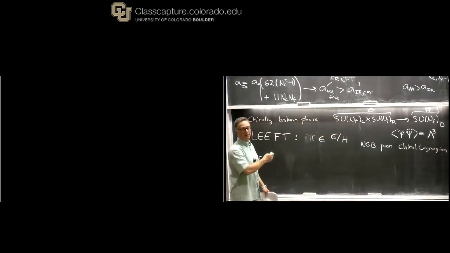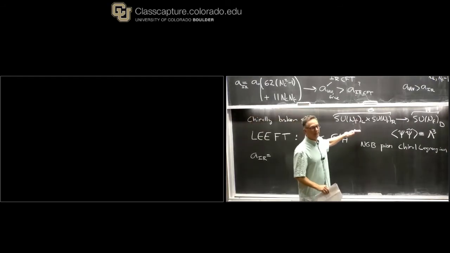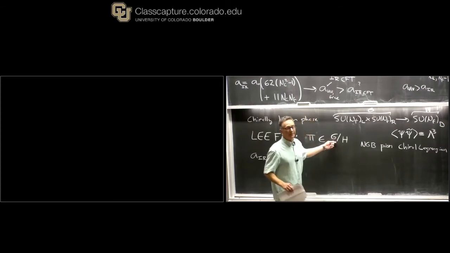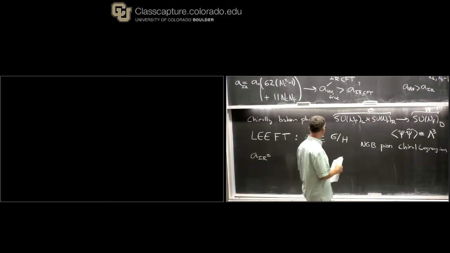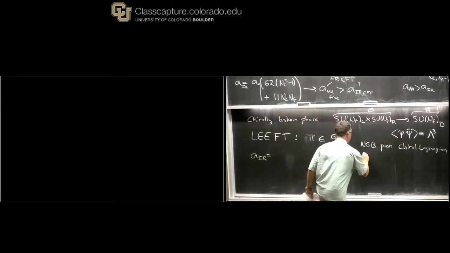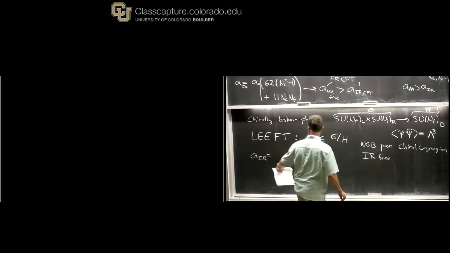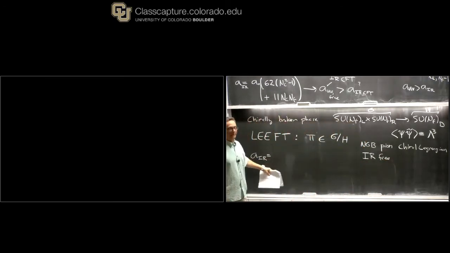And so here we know the infrared theory just because we believe that this chiral symmetry is broken and there are these massless Goldstone boson pions. And this is a nonlinear sigma model on this group manifold. And this nonlinear sigma model is infrared free. So in this limit, we could compute the value of A in the infrared.